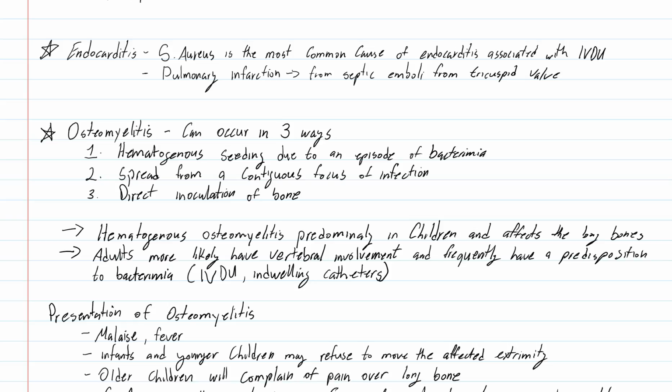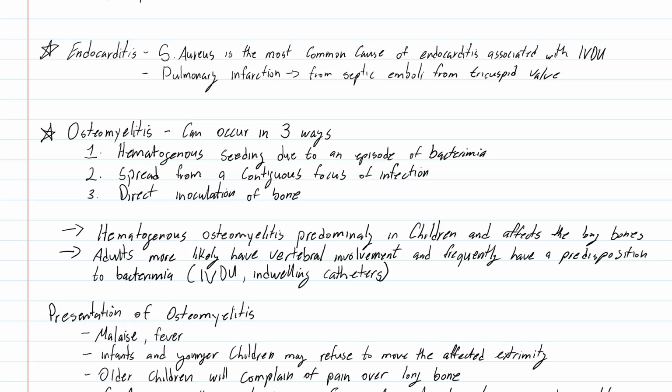Adults who develop this condition are more likely to have vertebral involvement and frequently have a predisposition to bacteremia due to risk factors such as IV drug abuse or indwelling vascular catheters. The presenting symptoms of hematogenous osteomyelitis are vague, and a high index of suspicion is required to make the diagnosis. Initial symptoms such as malaise and fever are nonspecific. As the infection progresses, infants and younger children may refuse to move the affected extremities. Older children often complain of pain over the long bone and usually don't bear weight on the affected area.